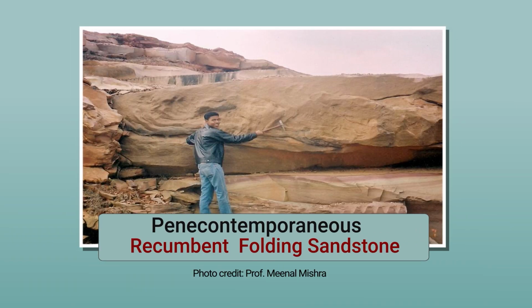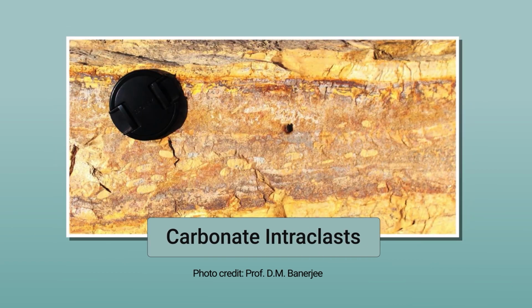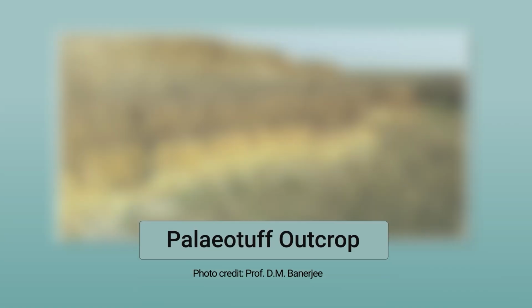Lastly, you have this penecontemporaneous recumbent folding in sandstone. You can see the sediments are getting recumbently folded. This is a penecontemporaneous deformation. It is not a tectonic fold, but a penecontemporaneous deformation. Then you have carbonate rock which occurs in the form of clasts. Then finally we have a paleotuff outcrop.